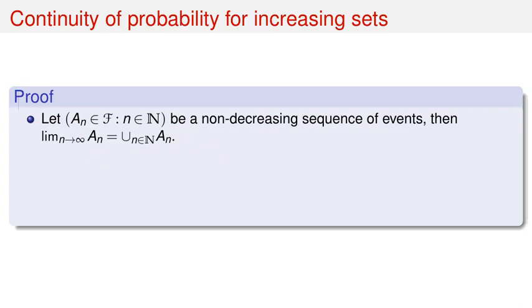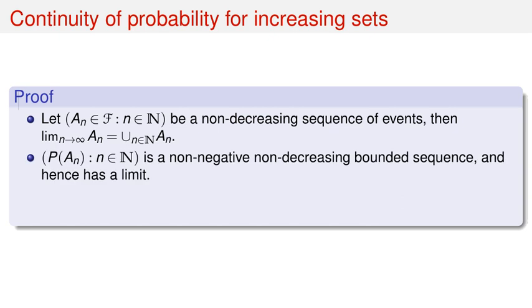Now we can prove the continuity of probability for increasing sets. Let A_n in script F for n in N be a non-decreasing sequence of events. So A_n is a subset of A_{n+1} for all n. Then the limit as n approaches infinity of A_n is their union, the union over n in N of A_n. The sequence of probabilities P of A_n for n in N is a non-negative, non-decreasing, and bounded by one sequence of real numbers, and therefore it must have a limit.